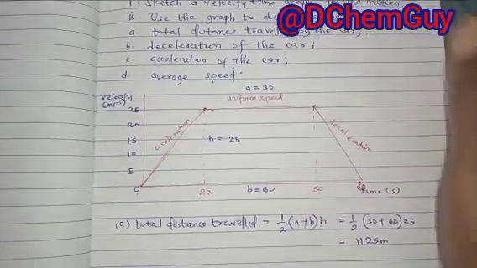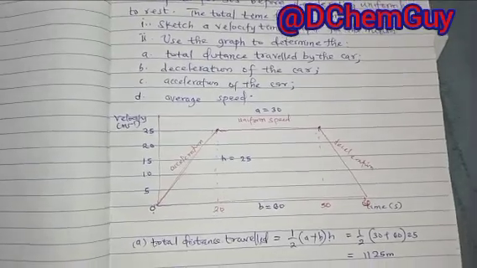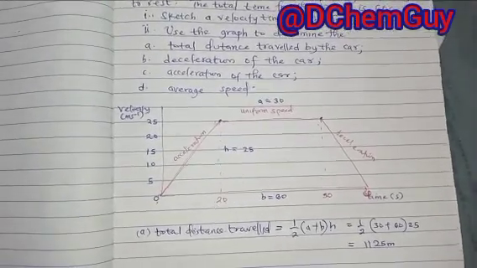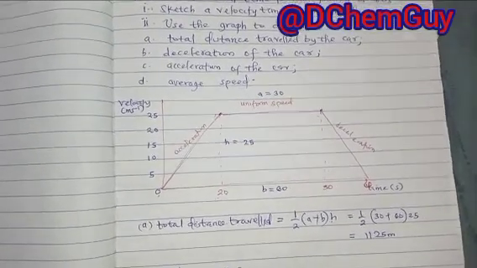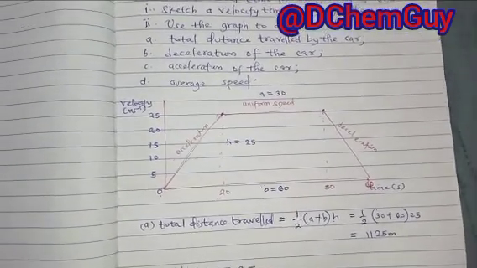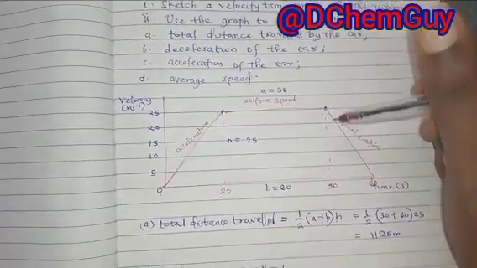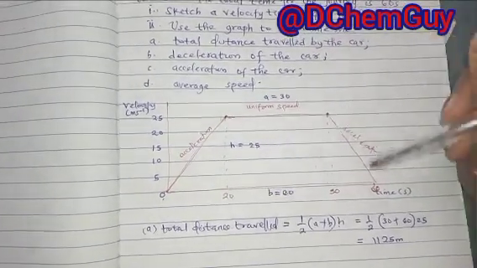Now let's move on to the next question. They say we should calculate the deceleration of the car. So how do we get that? It's just the same thing as acceleration, but not really the same. You use the same formula. Now, this side is your deceleration. That is moving from 25 down to 0.